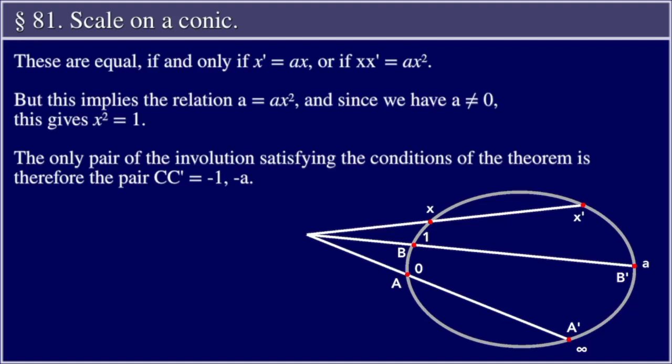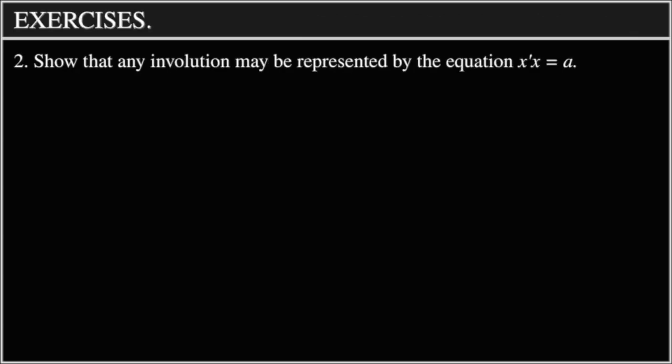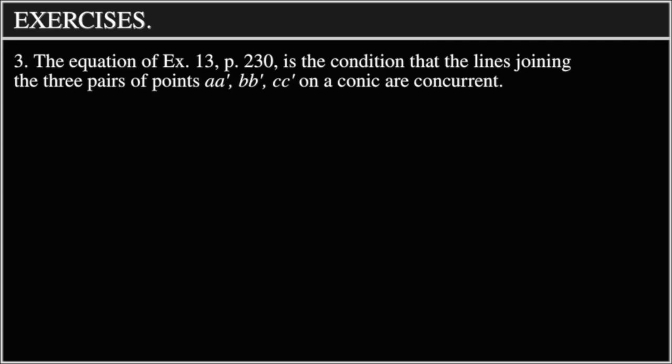Exercises. 1. Show that an involution which has two harmonic conjugate pairs has double points if and only if negative 1 has a square root in the field. 2. Show that any involution may be represented by the equation x prime x equal to a. 3. The equation of exercise 13, page 230, is the condition that the lines joining the three pairs of points AA prime, BB prime, CC prime on a conic are concurrent.